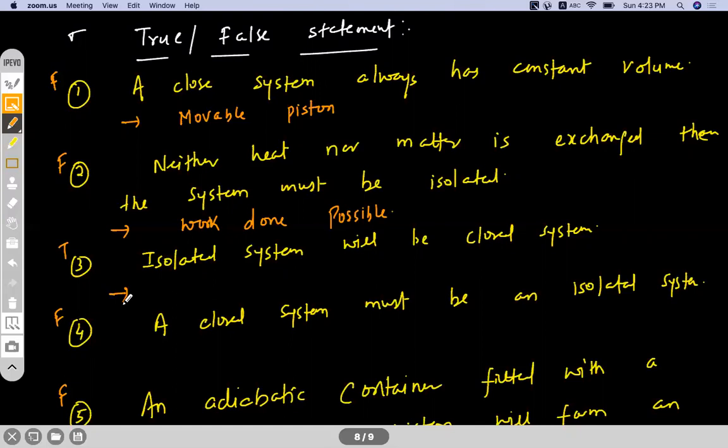The third one is: an isolated system will be a closed system. Obviously, otherwise it won't be isolated, because in an isolated system there's no exchange of heat and energy. The next one: a closed system must be an isolated system. Not possible, because in a closed system we have a piston-cylinder system with a movable piston that can move up and down, and work done is possible. So it cannot be an isolated system.